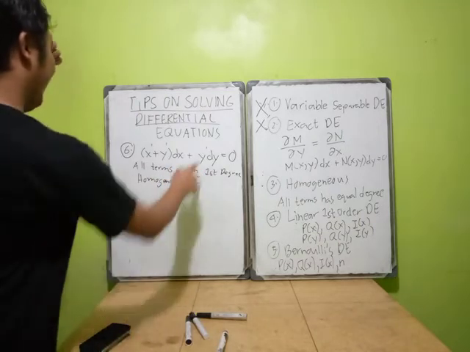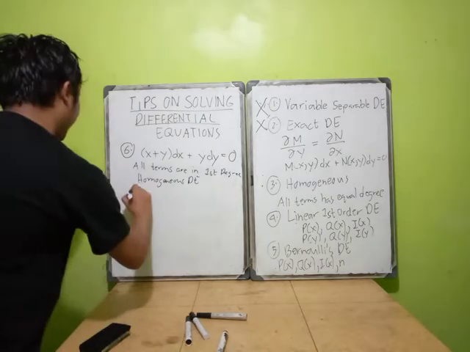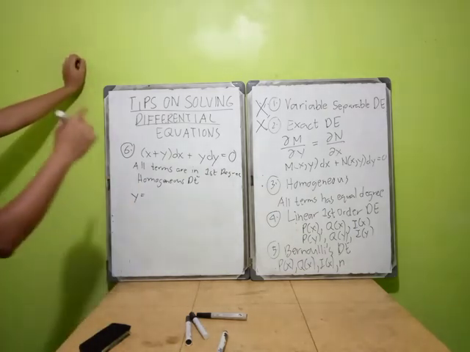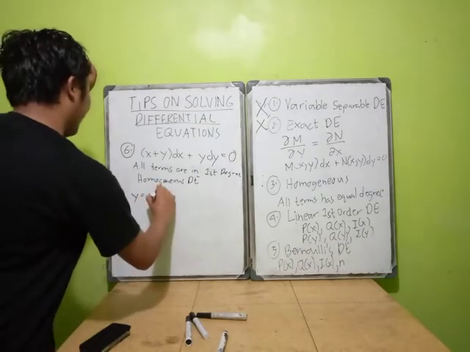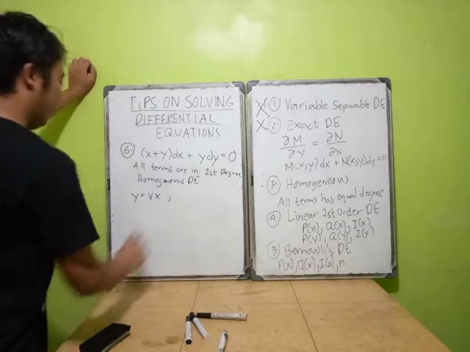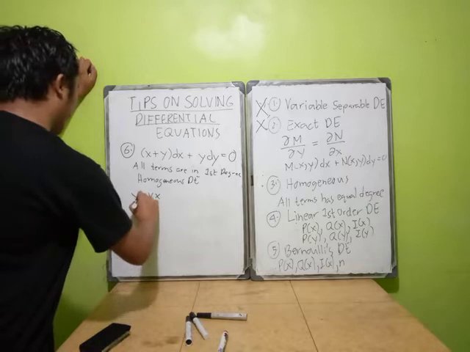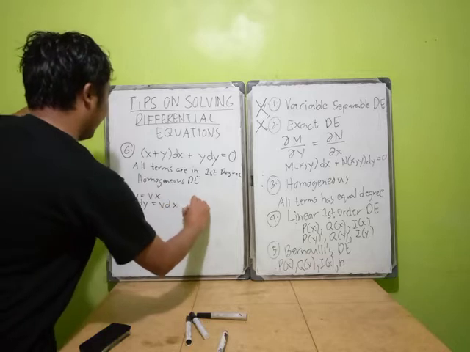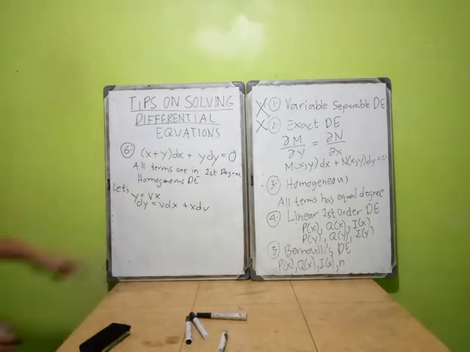So anong gagawin natin kapag homogeneous? Mag-substitute ka either y equals vx or x equals vy. Pero ang gagawin ko, y equals vx, mas madali. Then y equals vx, so therefore dy is equal to v dx plus x dv. Okay, so I let y is equal to vx. Then we can solve it now.